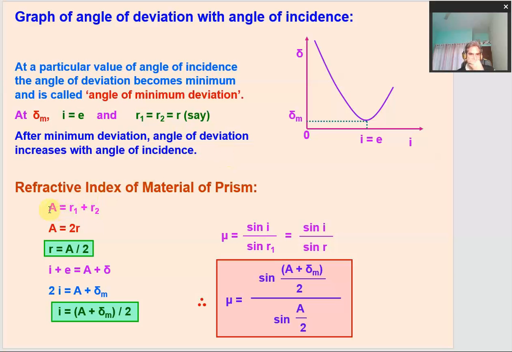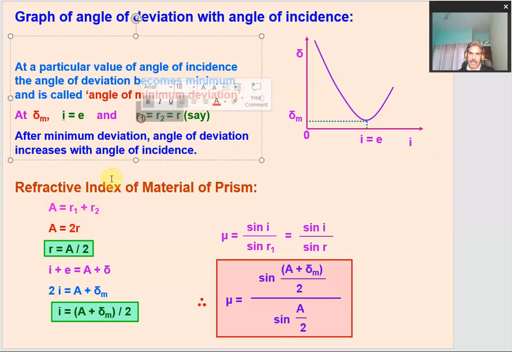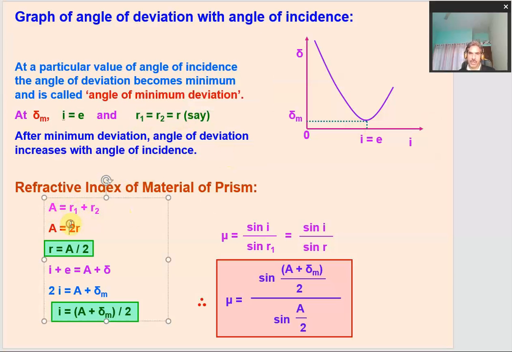We already know that angle A is equal to R1 plus R2, and because R1 and R2 are equal in this condition of minimum deviation, they become 2R. If we represent both R1 and R2 by R, it simply gives 2R. So R, the angle of refraction, becomes equal to A by 2. We take 2 to the other side to divide A.